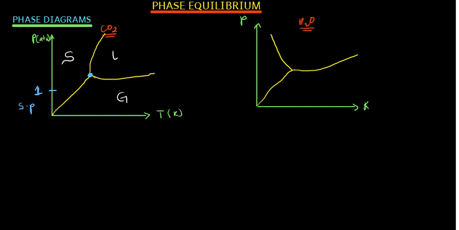Okay. Now, this point where everything exists at the same time is called the triple point. So let me label it in this way. This value here is the triple point. I'll just put TP, triple point, meaning that the three of them exist at the same time.